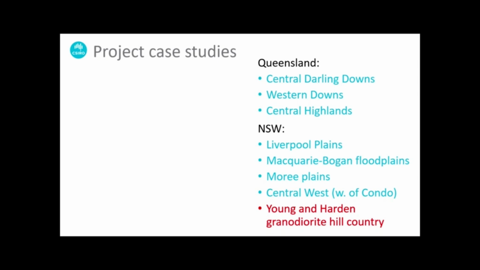So for the project as a whole, we had case studies in the Central Darling Downs, Western Downs, Central Highlands in Queensland. New South Wales, we had an area in Liverpool Plains, another in the Macquarie Bogan, Moree Plains, Central West of New South Wales, out around Condobolin, Lake Cargelligo. But I'm going to focus on the Hard and Young study area because that's where we had the most data. And it's closer to here.